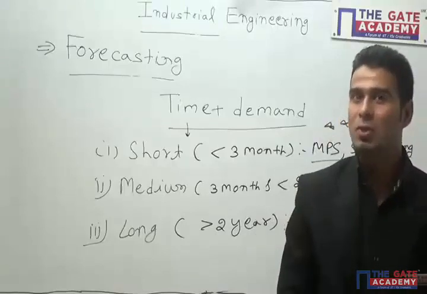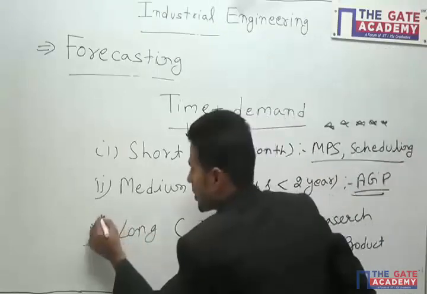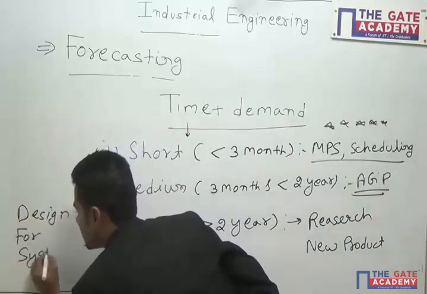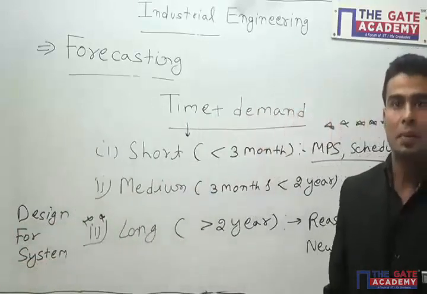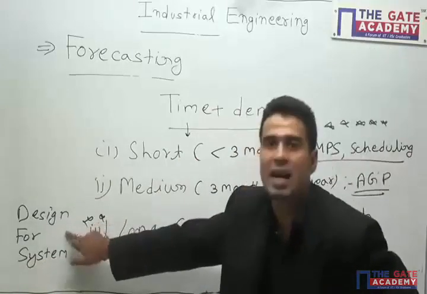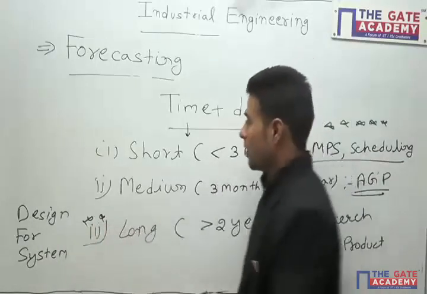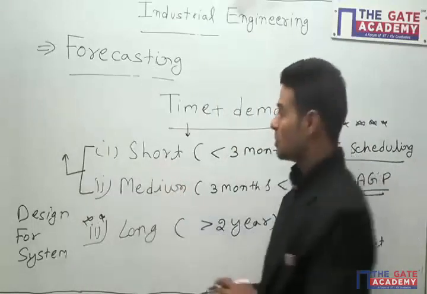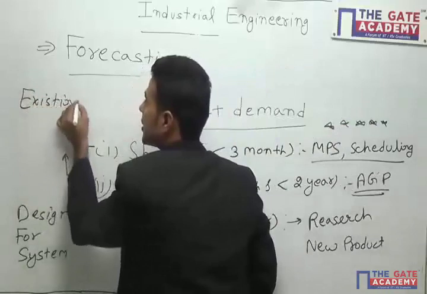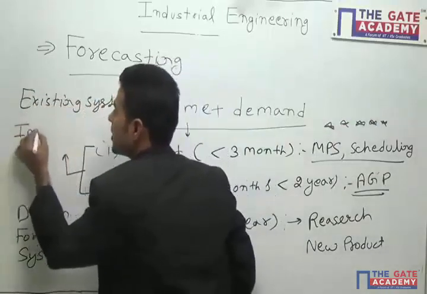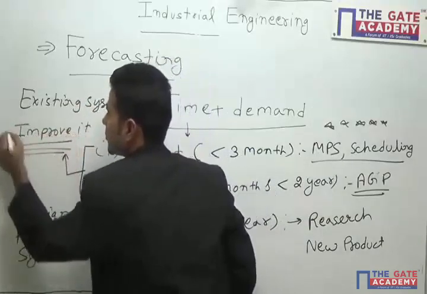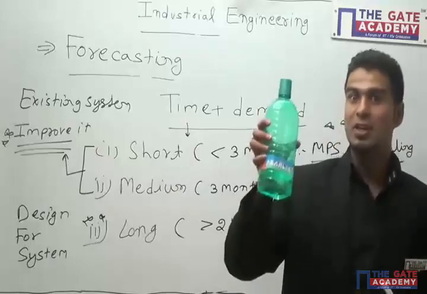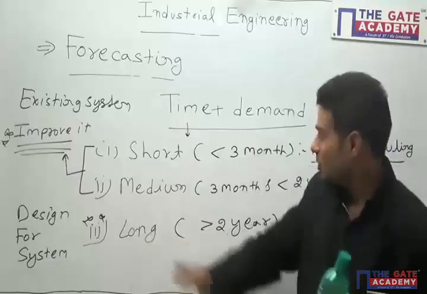Because your product is designed for the system. If you start long-term forecasting, it means you want to design a system. It's very important. Or if you are doing the other two types of forecasting, it means you have an existing system and you just want to improve it. I am saying that if you want to start a new product, if you want to start long-term forecasting, it means you just want to design a process.